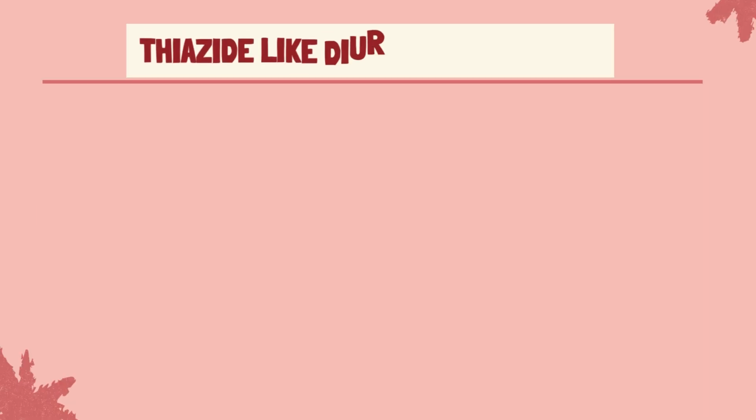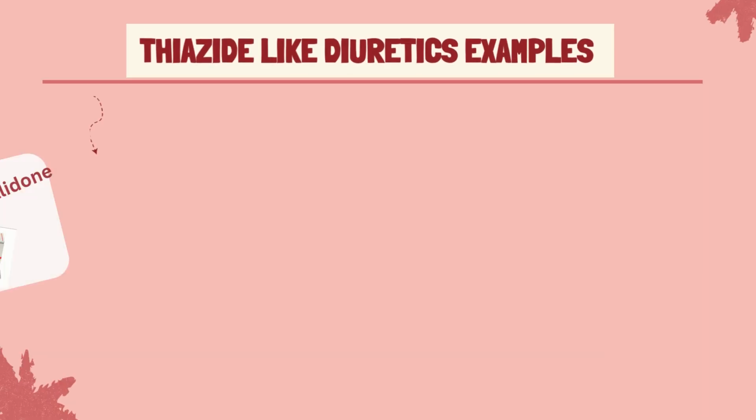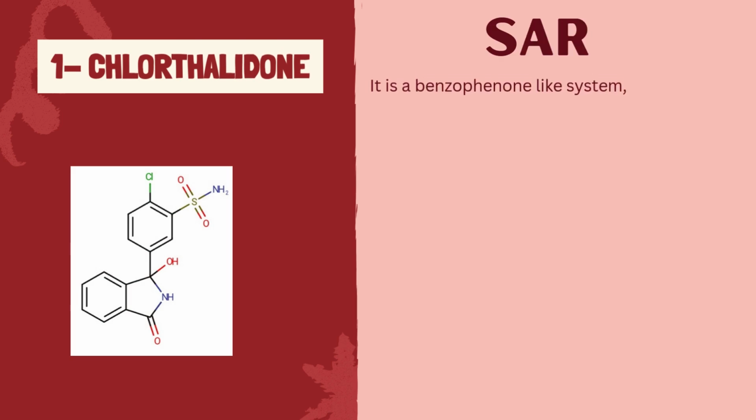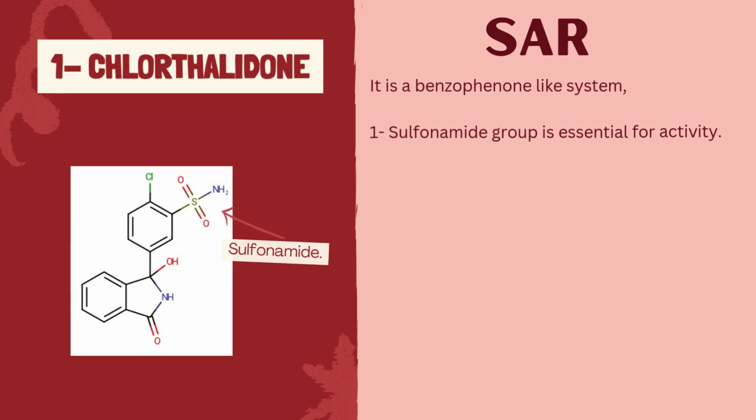Now let's discuss some drugs individually. These include chlorthalidone, indapamide, metolazone, and quinethazone. The first drug we will talk about is chlorthalidone. It is a benzophenone-like system. Its structure contains a sulfonamide group, which is essential for activity due to its acidic value.